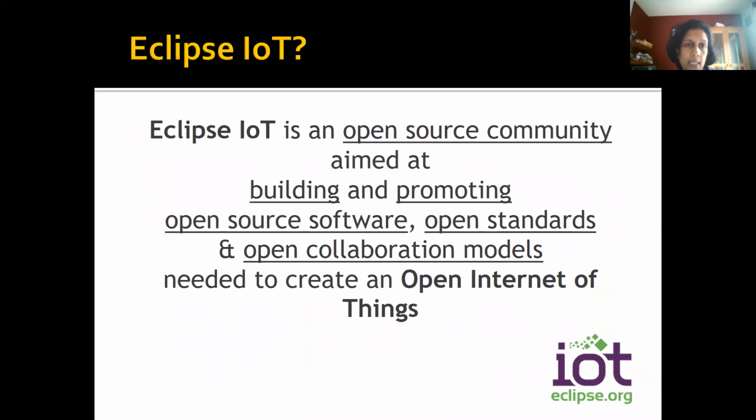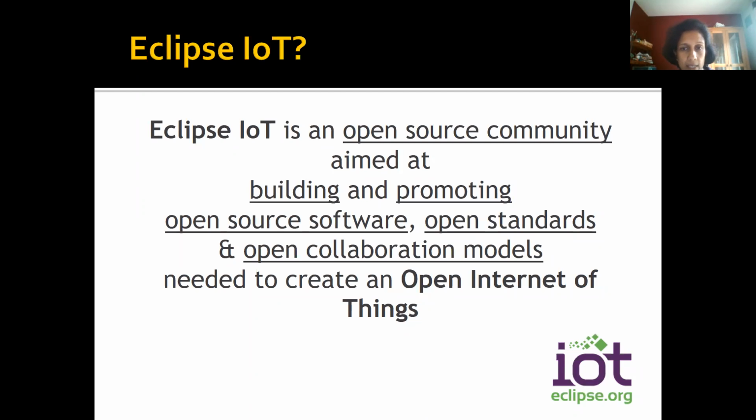So around this, we have the Eclipse Internet of Things Working Group. The definition of the group is that Eclipse IoT is an open source community aimed at building and promoting open source software, open standards, and open collaboration models needed to create an open Internet of Things. So the idea is to get together all these companies who believe that the Internet of Things should be built on open source and get them working together on the software and on the standards.